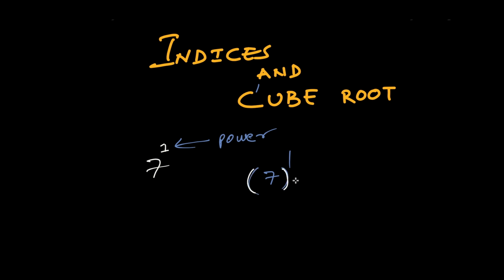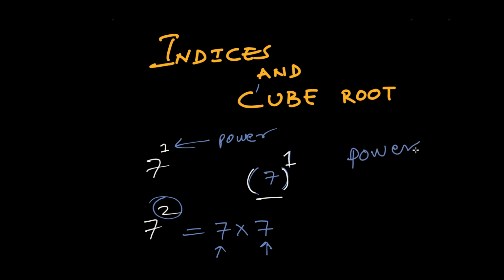Whatever the content within this bracket, it is going to repeat one time. Can I say 7 to the power 2? 7 का power अगर 2 है तो how many times it is going to repeat? 2 times. How we can represent 7 into 7? This is the first time repeating, this is the second time repeating, so it is repeating 2 times. This is called the power. Power in the sense how many times it is repeating.